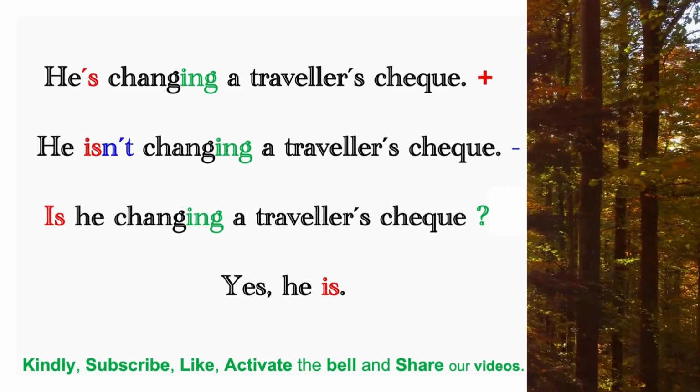He's changing a traveler's check. So he's changing a traveler's check to money, to cash. He's changing a traveler's check. He isn't changing a traveler's check. Is he changing a traveler's check? Yes, he is. Let's go to the next verb.